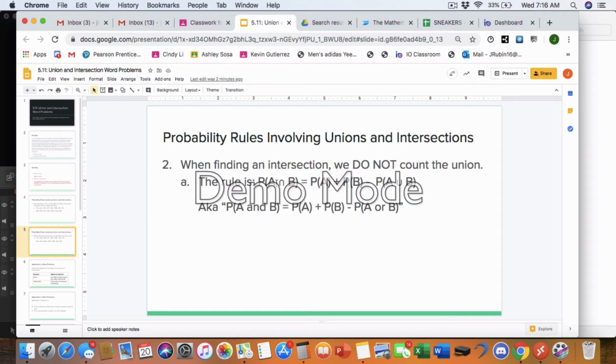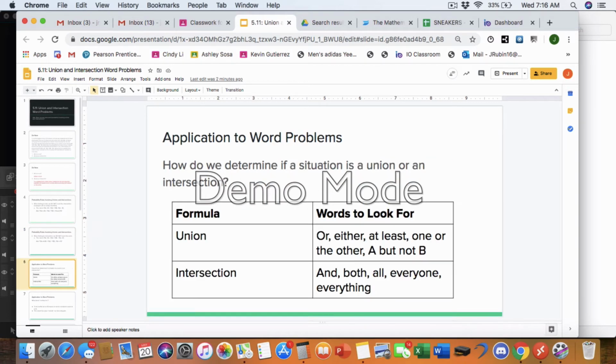Similarly for intersections, the probability of A intersect B equals the probability of A plus the probability of B minus the probability of A union B. Again, union is all circles. The overlap is what you want, so you need to remove everything else so that you're left with the overlap. Now, let's talk word problems.